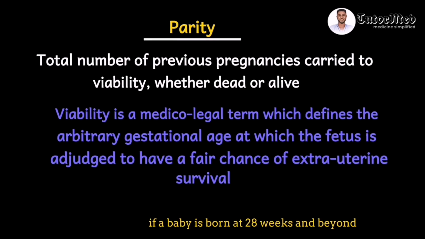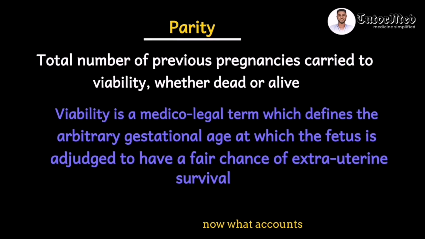If a baby is born at 28 weeks and beyond, it is adjudged by law that the baby has a fair chance of extrauterine survival. But in other developed countries, this age limit is as low as 22 weeks, while others peg it at 24 weeks.